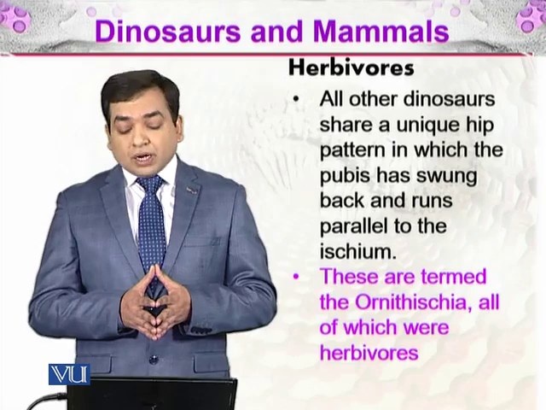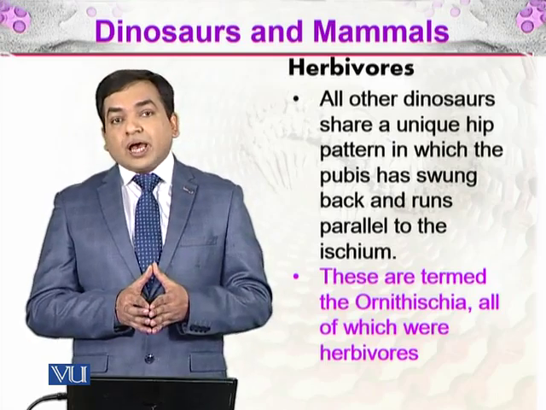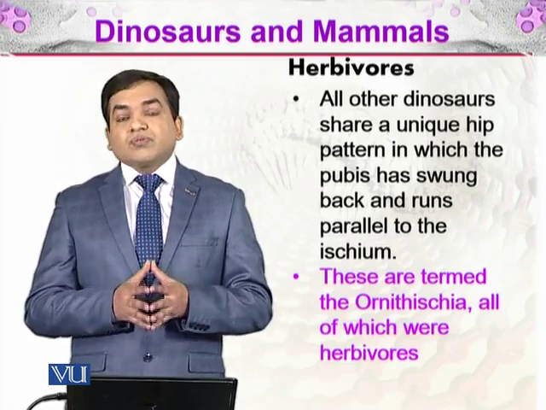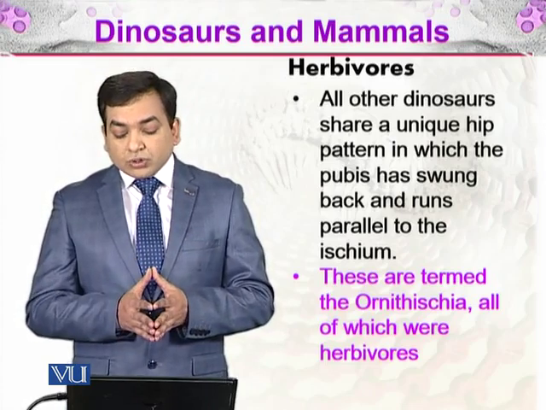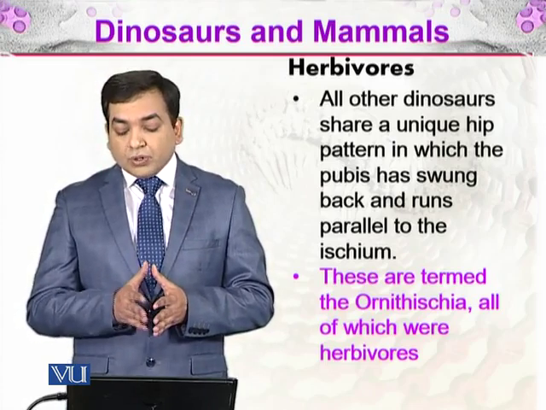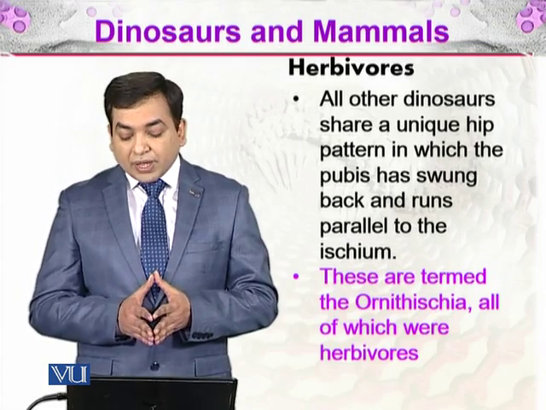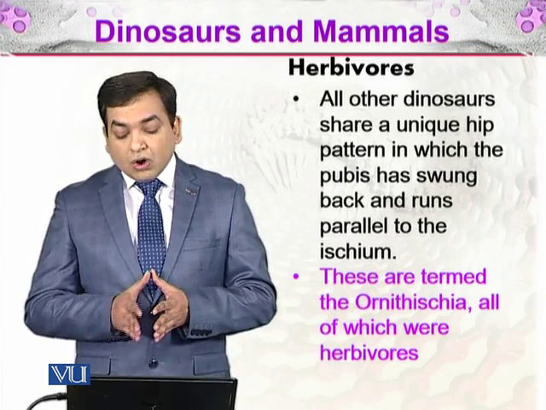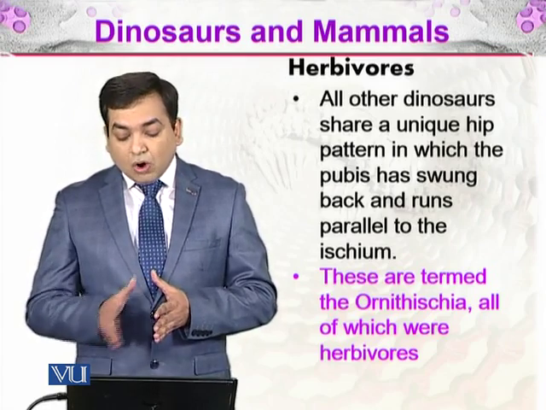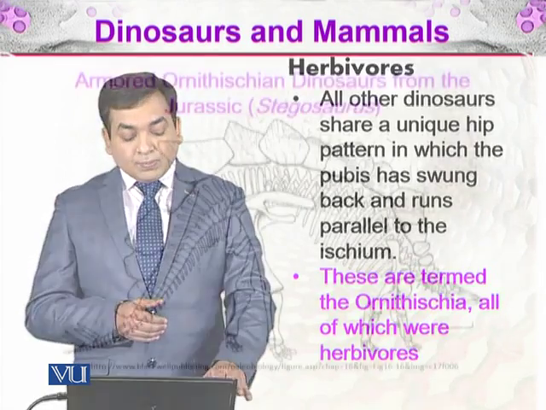And then there come the herbivores. Herbivores are those animals or reptiles which were feeding on plants. All other dinosaurs share a unique hip pattern in which the pubis has swung back and runs parallel to the ischium. These are termed Ornithischia, and all of them were herbivores.